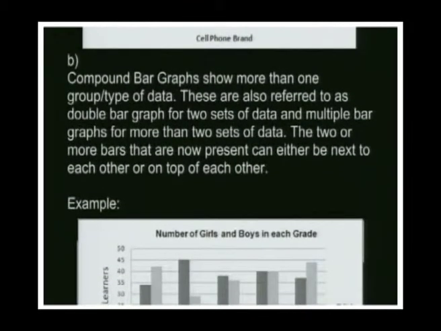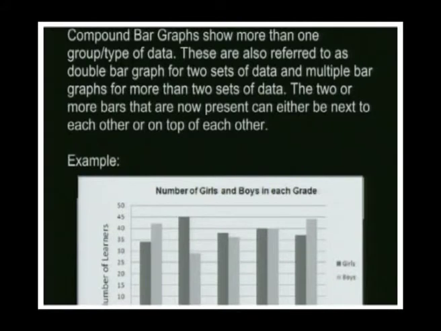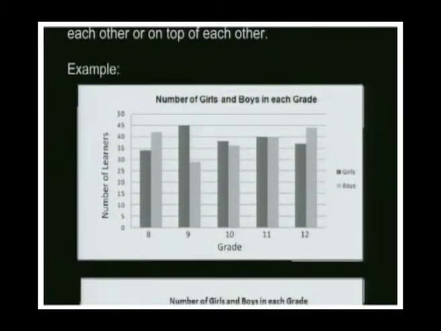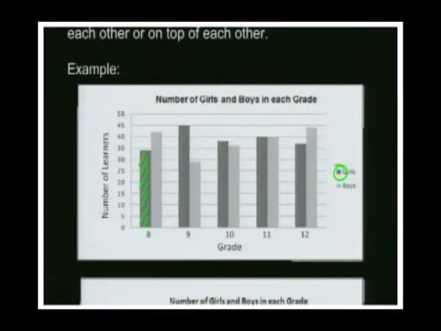Let's have a look at a compound bar graph, or as I like to call it, a double bar graph, because we're usually comparing two groups of data. If we have a look at this example, we're comparing the number of boys and girls in each grade. So we're comparing two different things, the number of people in each grade and then the number of boys and girls in each grade. So if you have a look over here, for girls we've got the darker bar in each case, and for boys we've got the lighter bar.